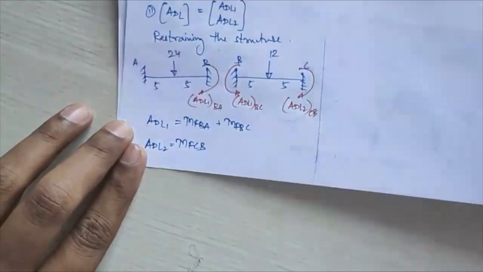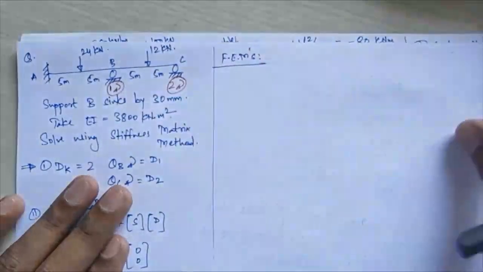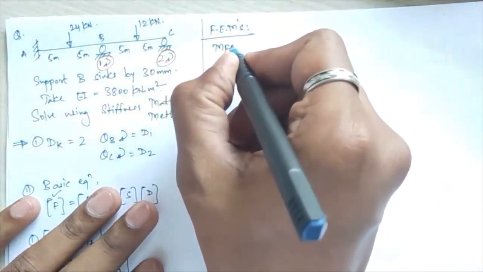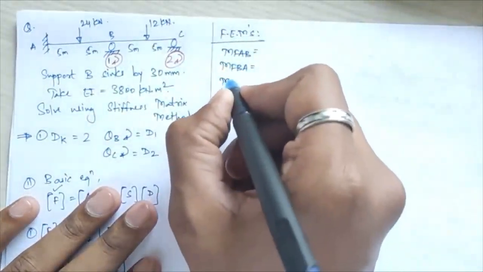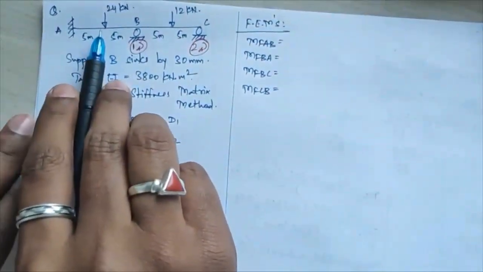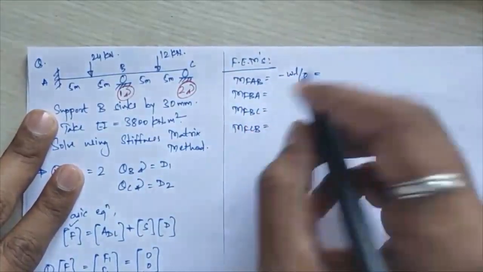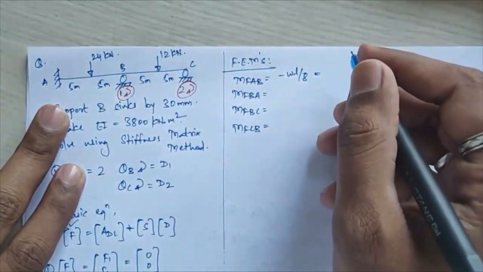So I have to calculate these fixed end moments here. First, I'll calculate the fixed end moments. We will have first MFAB, next MFBA, MFBC and last MFCB. So one by one we will see this. For MFAB, a point load is provided to you, so MFAB will come as minus WL by 8. W is 24 and L is 10, so 24 into 10 divided by 8.